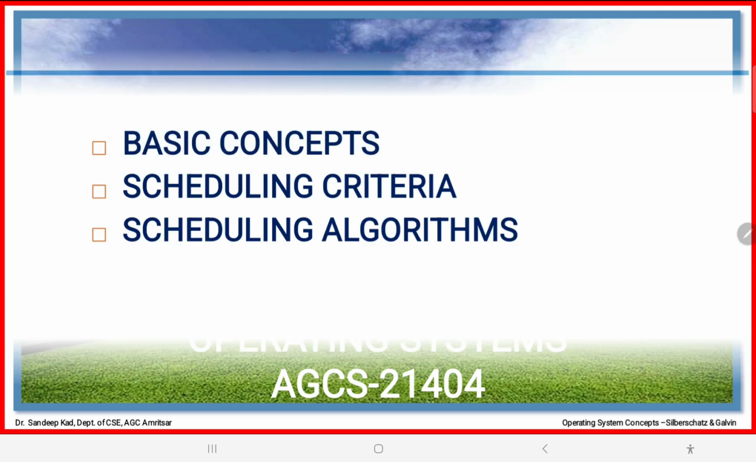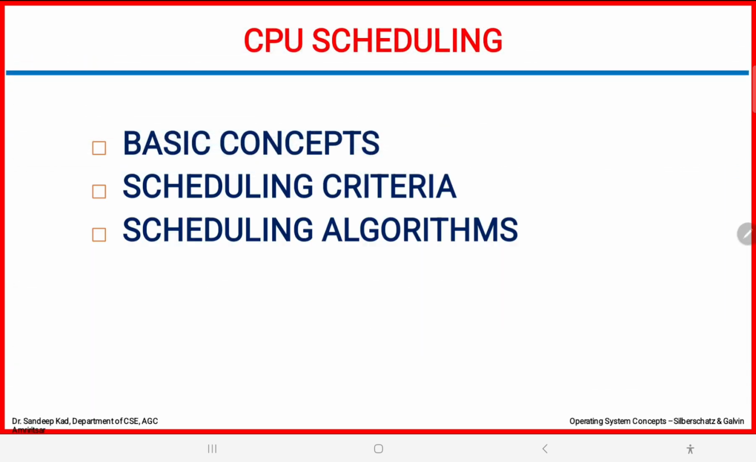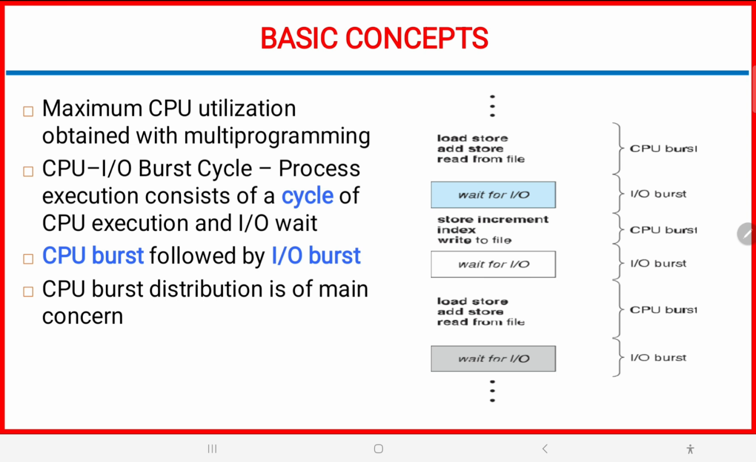So in this video today we'll be starting with a new chapter, that is CPU scheduling, where we'll be covering the basic concepts of CPU scheduling. Then we'll be discussing the scheduling criteria, and at last we'll be discussing the various scheduling algorithms. But as far as this video is concerned, we'll be covering the first two things, that is the basic concepts as well as the scheduling criteria. So let's begin with the basic concepts of CPU scheduling.